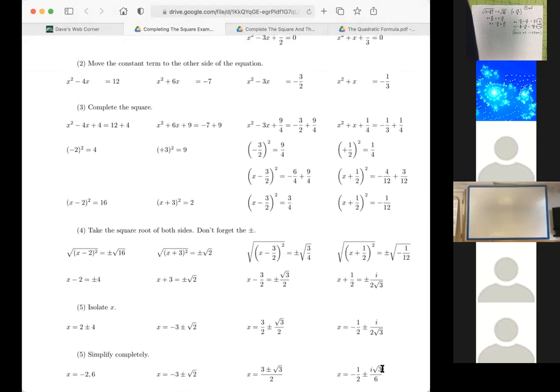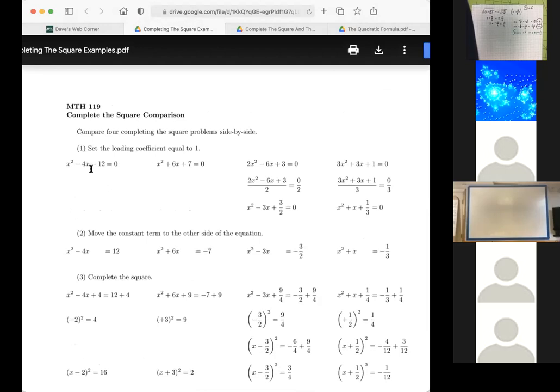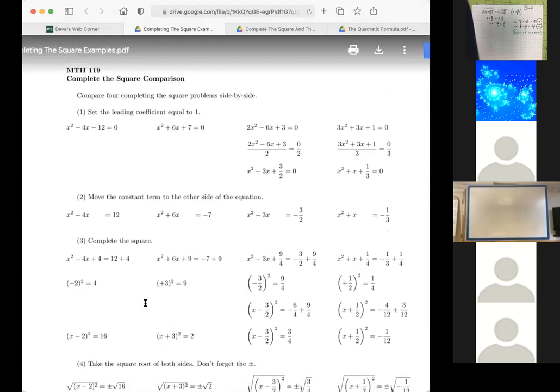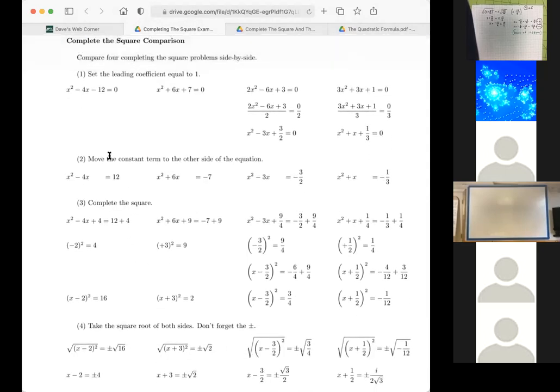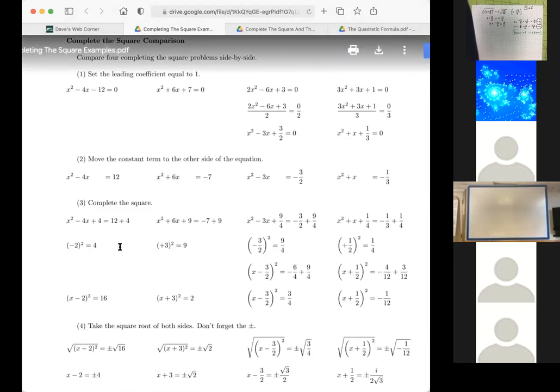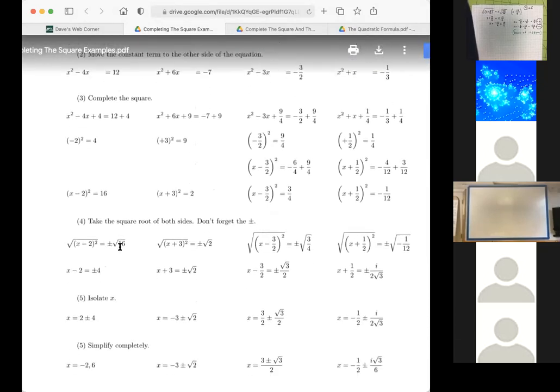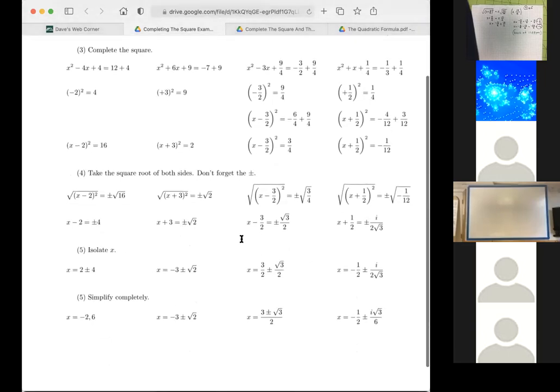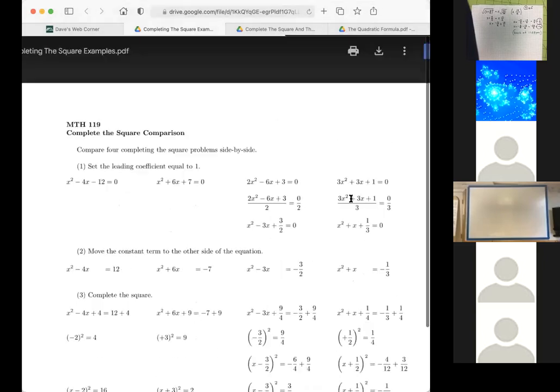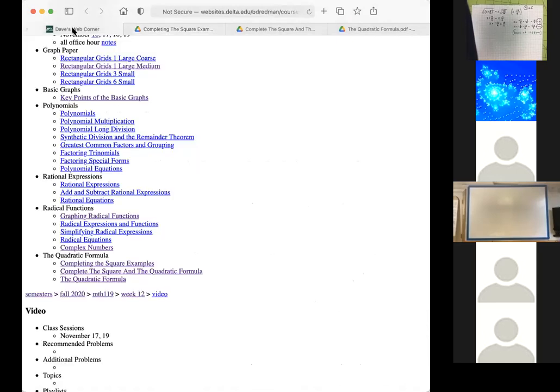Okay, so I just wanted to give you 4 examples of completing the square completely worked out with the explanation 1 step at a time. Move the constant term to the other side of the equation, complete the square, set the leading coefficient to 1. So I gave you every single step here. And on these last two problems, that involved a lot of writing. Okay, that's the handout called Completing the Square Examples.